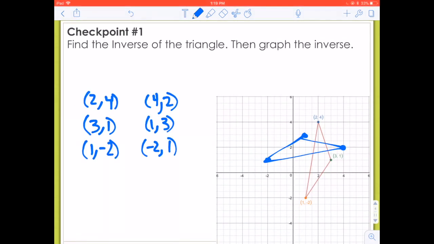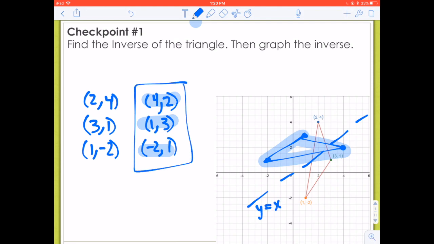So go ahead. If you tried the checkpoint, you should have gotten (4, 2), (1, 3), (-2, 1) on the graph. It's the same type of thing we just did. It should reflect over that y equals x line. So that's y equals x. But as long as you flip the coordinates, you're pretty much good to go.